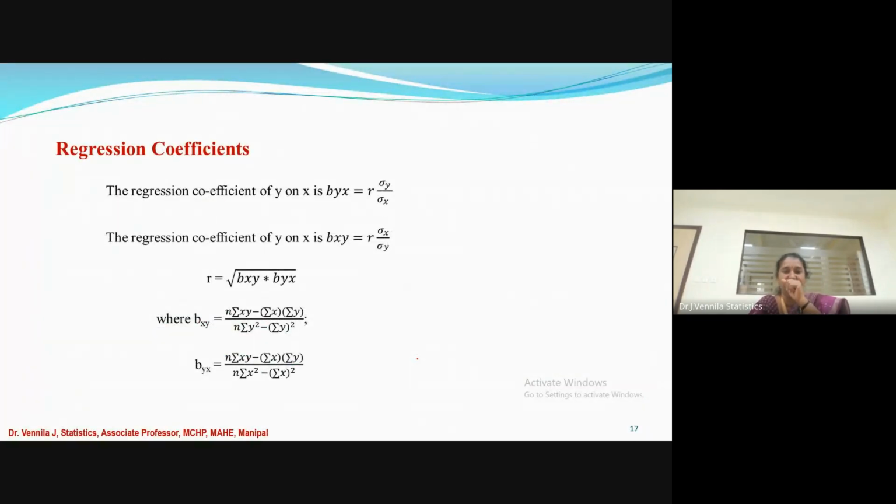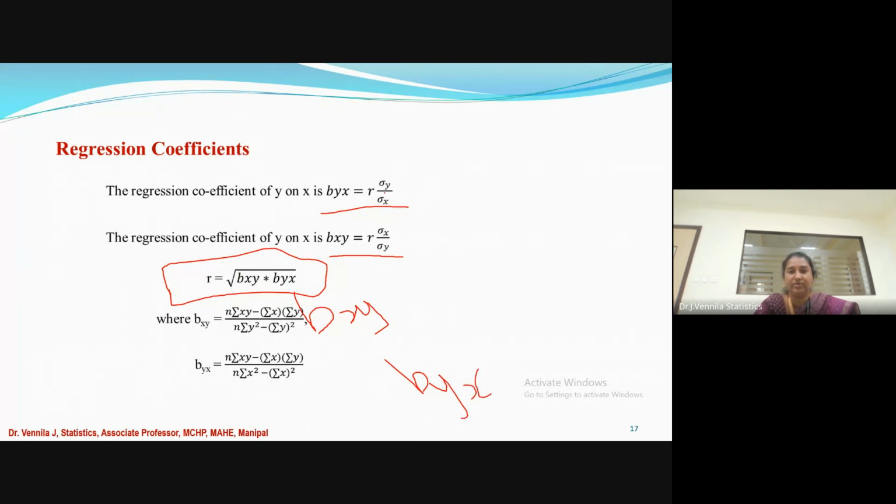The next one is about byx and bxy, what byx means and what bxy means. Based on these coefficients we can also find out the correlation. What is the meaning of bxy and byx? That explanation I gave in this slide. When you are using byx, you can use this formula. So when you want to find the byx coefficient, you can use this formula for predicting that variable. I gave this slide just for formula explanation.